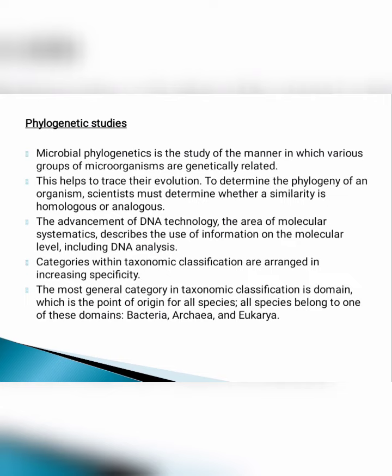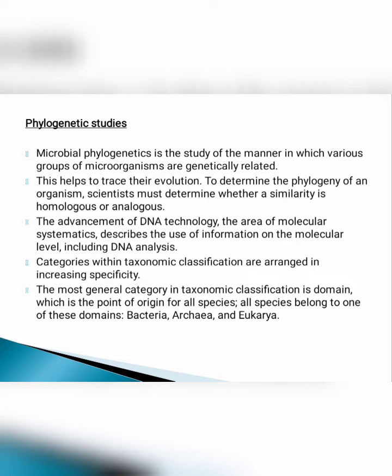With the advancement of DNA technology, the area of molecular systematics describes the use of information on the molecular level, including DNA analysis. Categories within taxonomy classification are arranged in increasing specificity. The most general category in taxonomy classification is domain, which is a point of origin of all species. All species belong to one of these domains, that is bacteria, archaea and eukarya.